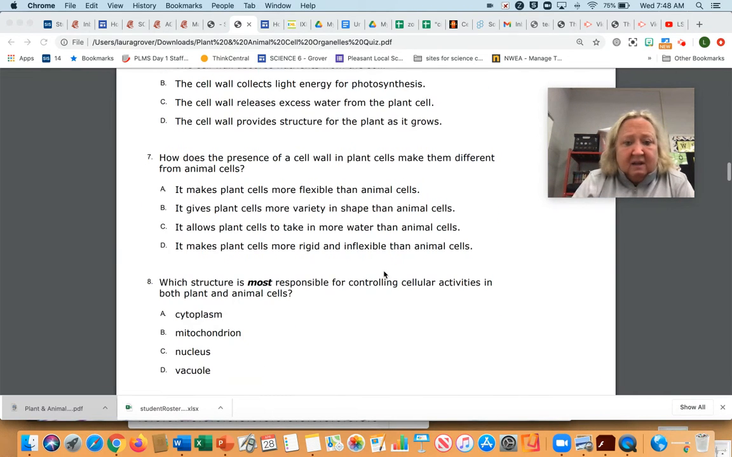All right. Here's another question we struggled on. How does the presence of a cell wall make plant cells different than animal cells? Because remember, animal cells don't have a cell wall. Well, if we go through these answers, they're certainly not more flexible because they have a cell wall. So the answer is they are more rigid. Rigid means stiff, cannot move. So that makes the plant cells more rigid and inflexible.